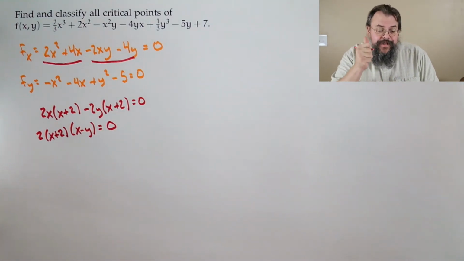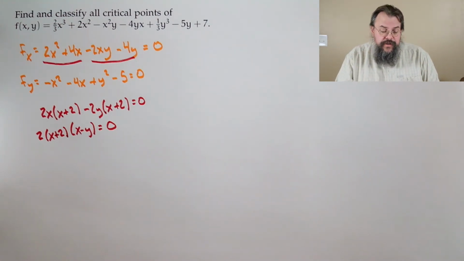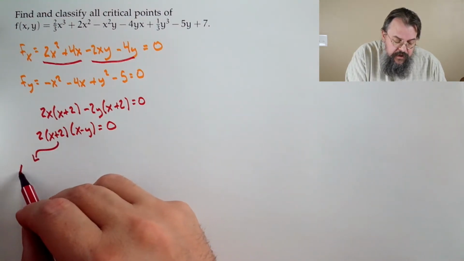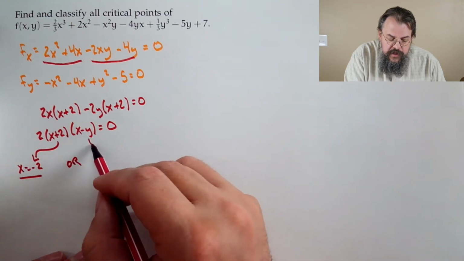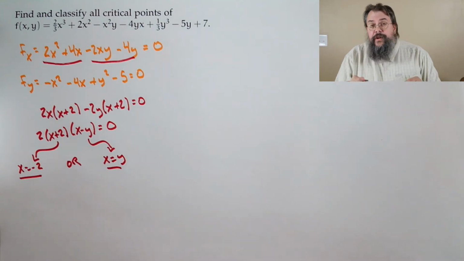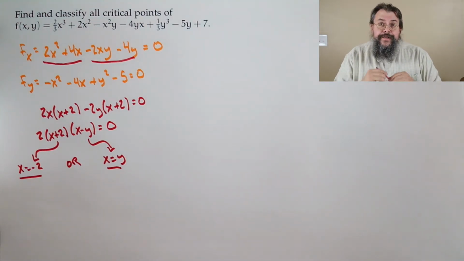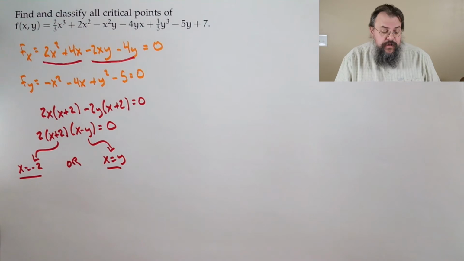Now that's just from the partial derivative with respect to x. This is fantastic progress. Because what have we come to as our conclusion? Well, there are two possibilities. x might be negative 2, or, of course, x might be y. Those are the only two ways we can get 0. All right, well, let's keep probing. We need to explore our possibilities.